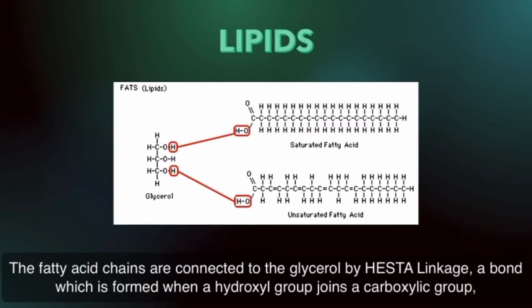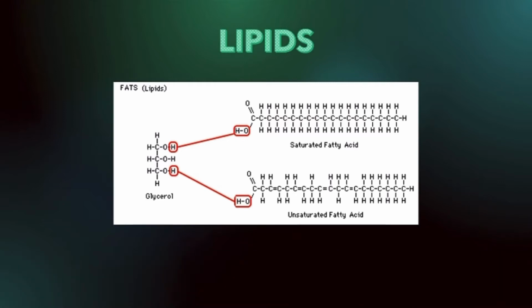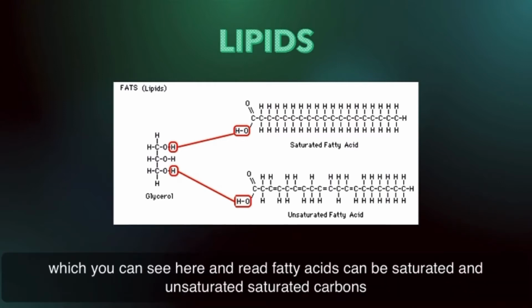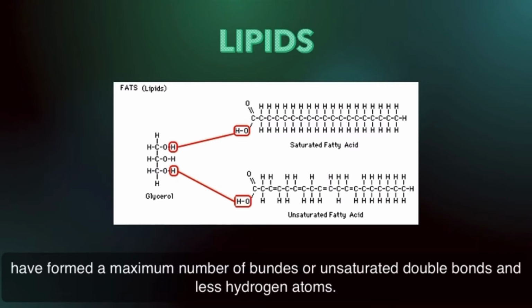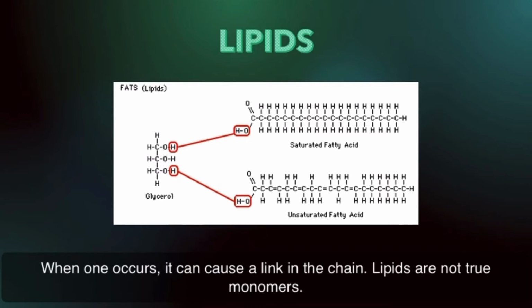The fatty acid chains are connected to the glycerol by ester linkage, a bond which is formed when a hydroxyl group joins a carboxyl group, which you can see here in red. Fatty acids can be saturated and unsaturated. Saturated carbons have formed their maximum number of bonds, whereas unsaturated have double bonds and less hydrogen atoms. When a double bond occurs, it can cause a kink in the chain.